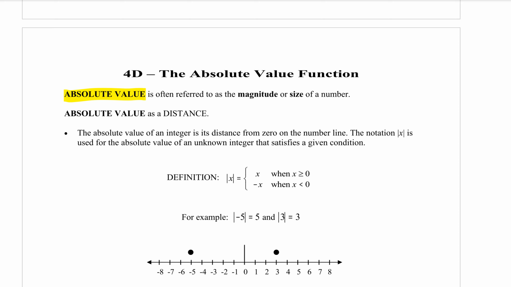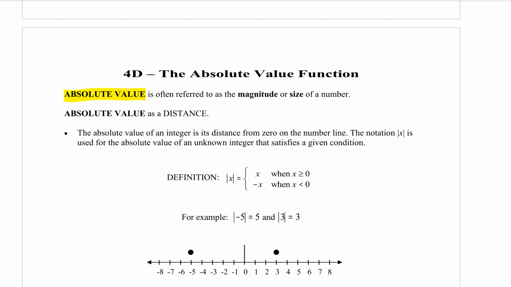But an absolute value wants us just to take the magnitude or the size of a number, which means that the absolute value sign will take away any negative signs. So an absolute value is like a distance without a direction. The absolute value of an integer is its distance from the zero on a number line.